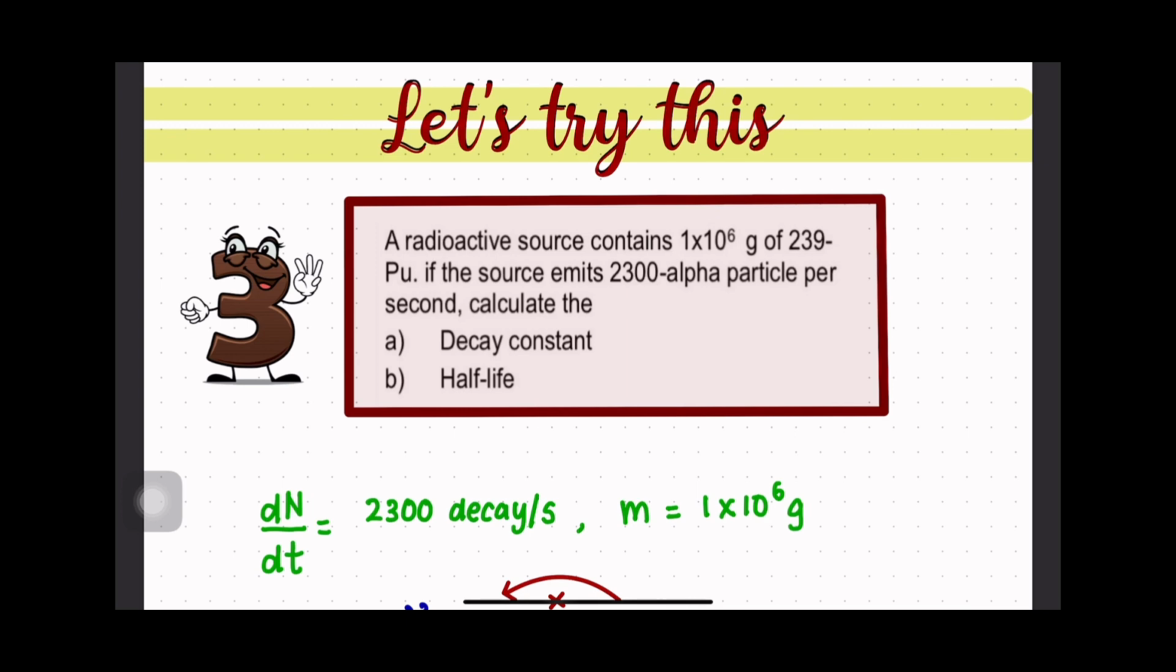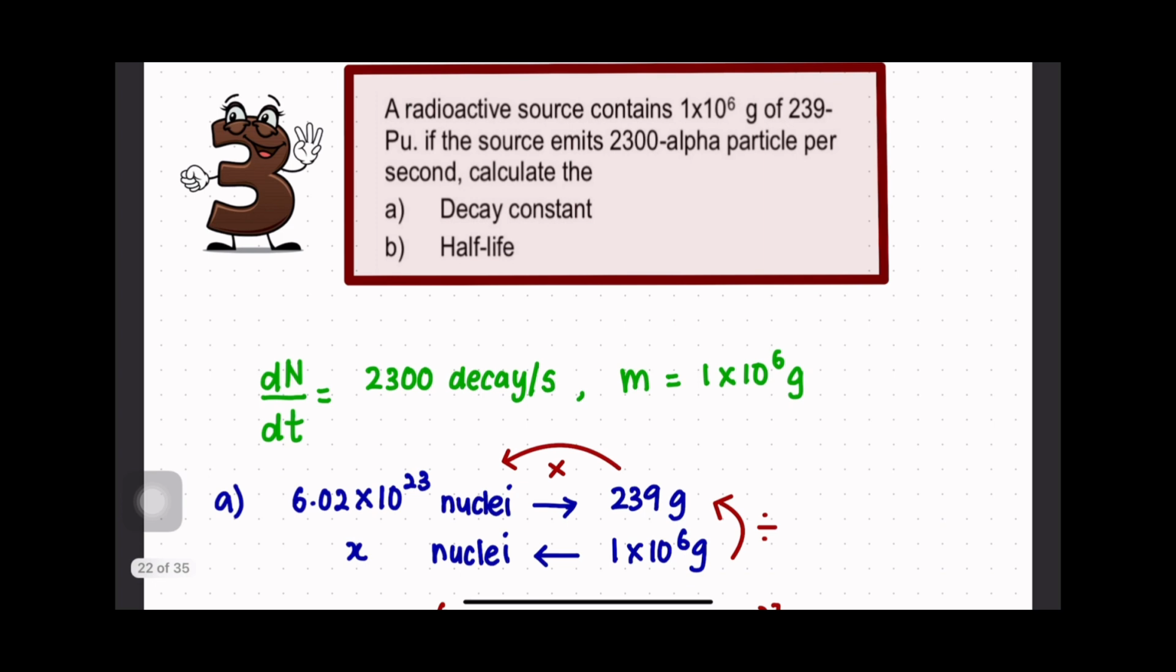Okay, next example 3, we have a radioactive source containing 1 times 10 to the power of 6 gram of 239 Pu. If the source emits 2300 alpha particles per second, calculate the decay constant and half-life. Sebenarnya you kena tahu kat sini 2300 alpha particle per second ni sebenarnya adalah dN per dt. Okay, and then dibagi ni adalah mass lah dalam gram, iaitu mass bagi 239 Pu.